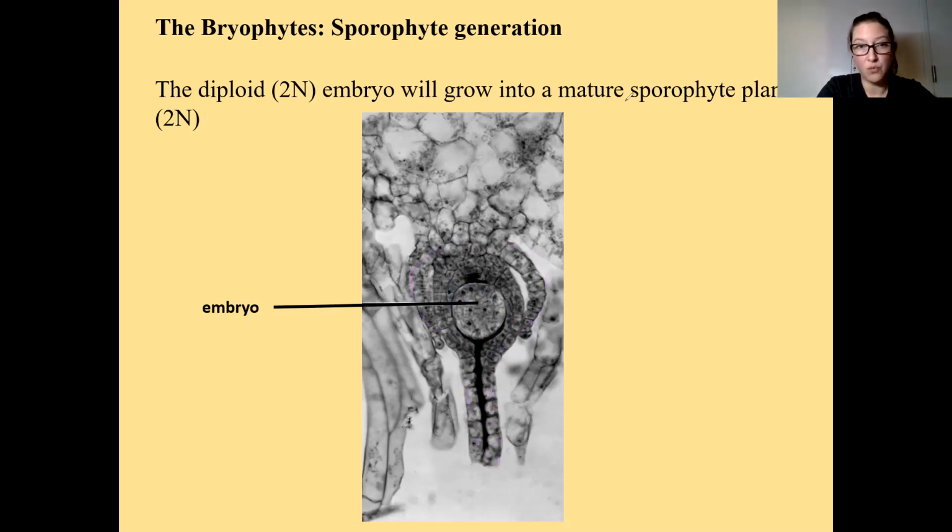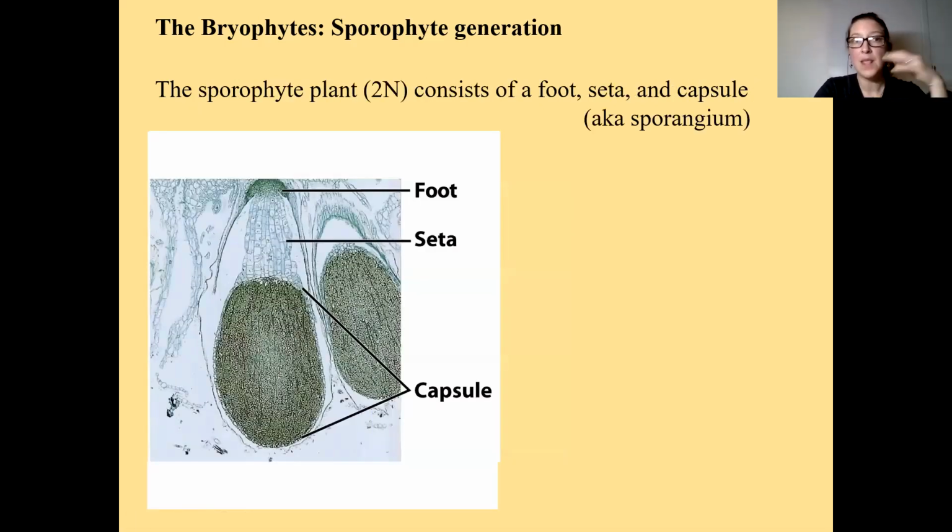So that's what it looks like in real life. And that little embryo is going to grow. Every time you see grow, think of mitosis, cytokinesis, into the mature sporophyte plant. In the bryophytes, the mature sporophyte plant is not all that much. It's not all that much because it's not dominant, and it always stays attached to the gametophyte plant.